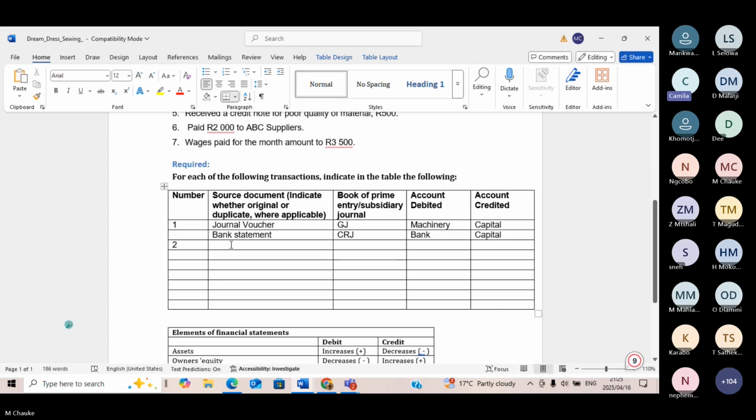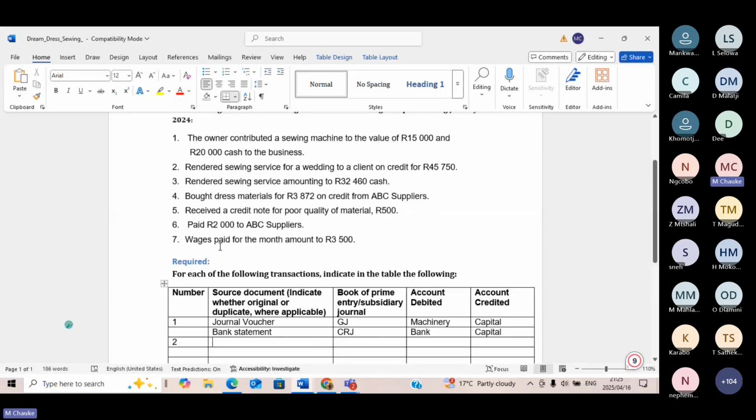Yes, Mr. Okay, and then let's go to transaction number 2. Transaction number 2, they say you have rendered a sewing service for a wedding to a client on credit for 45,750. Anyway, remember here we're not required to record any amount. We're just going to record the source document, the book of prime entry, and the account to be debited and the account to be credited, right?